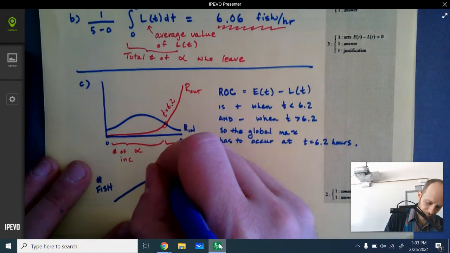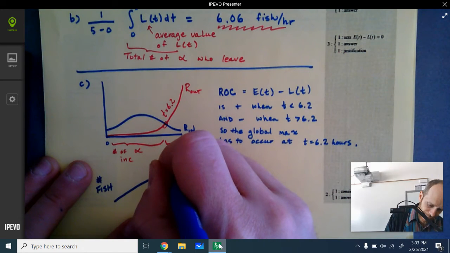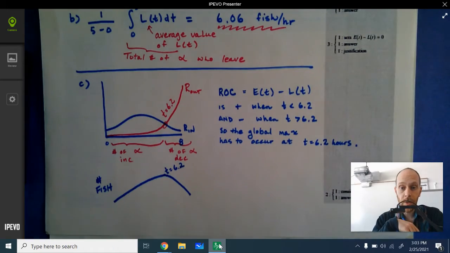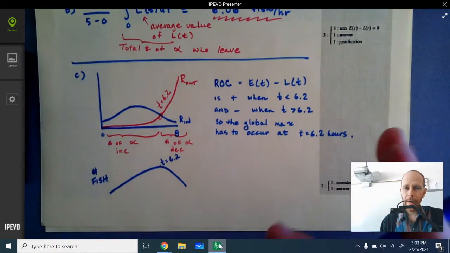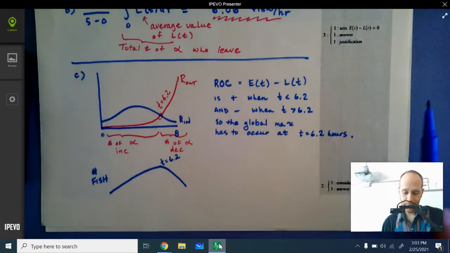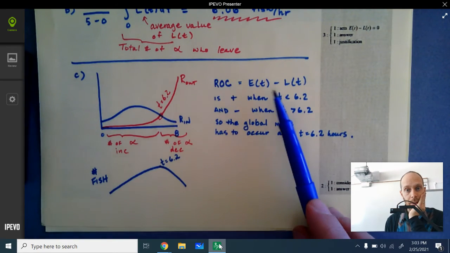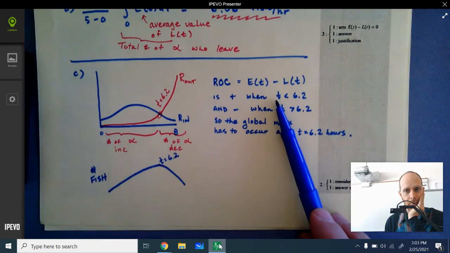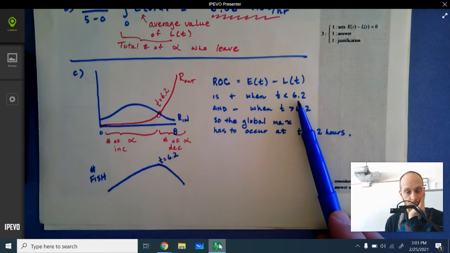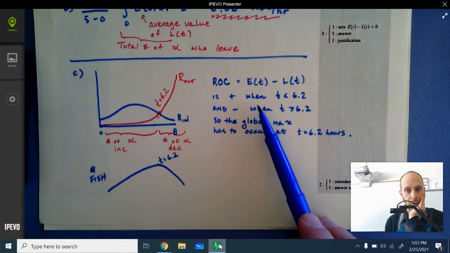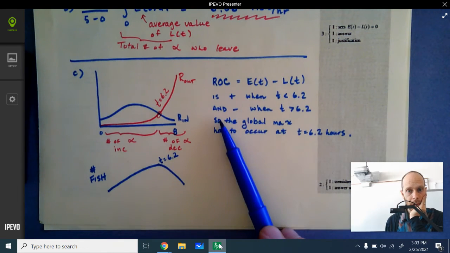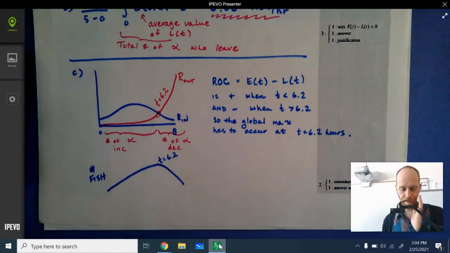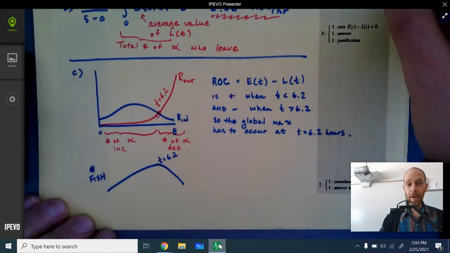So obviously right here, ding, ding, ding, at time 6.2 hours is when the maximum must occur. And so a way to describe that is like this. Here's the rate of change. And it is positive for all times less than 6.2, negative for all times after. Therefore, the global max has to occur at 6.2. Good stuff. We are in the home stretch.